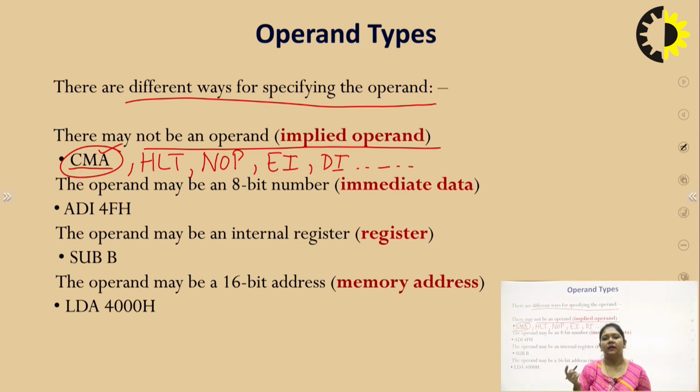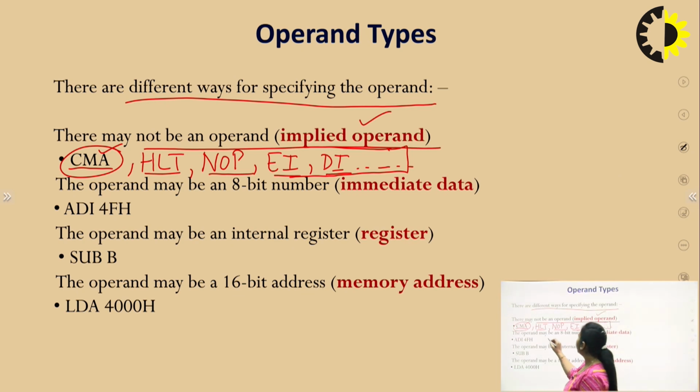1's complement: zeros will be converted into 1, and 1s will be converted into 0. Next is HALT, we have to stop the program. HALT, no operation, enable interrupt, disable interrupt. If we look here, there is no operand given, so this will be an implied operand.